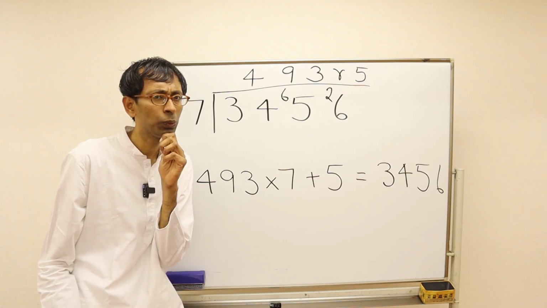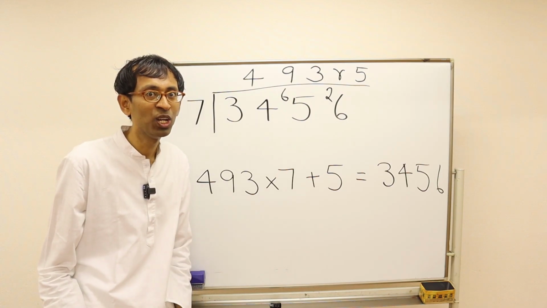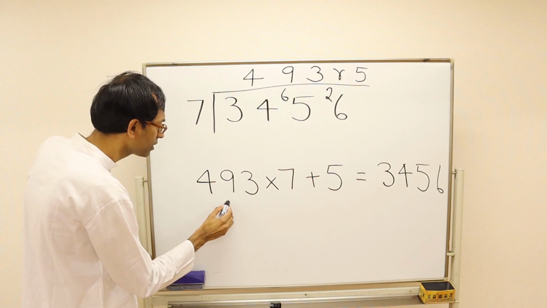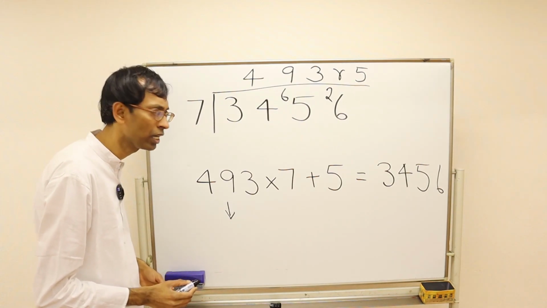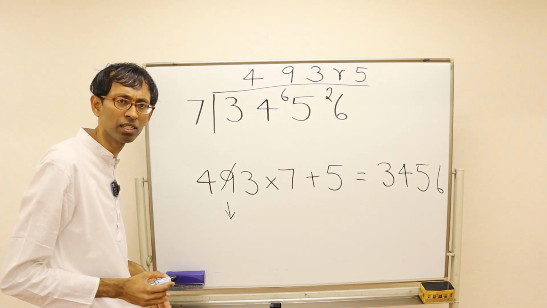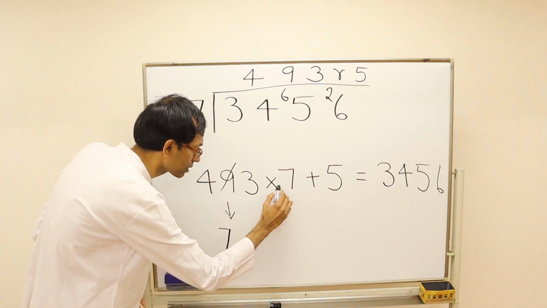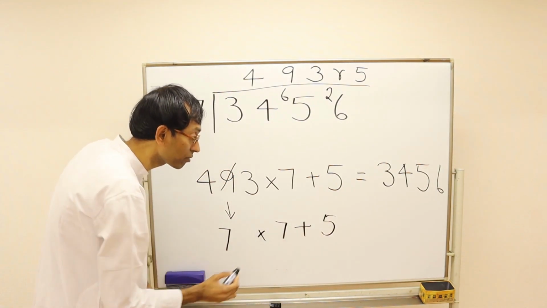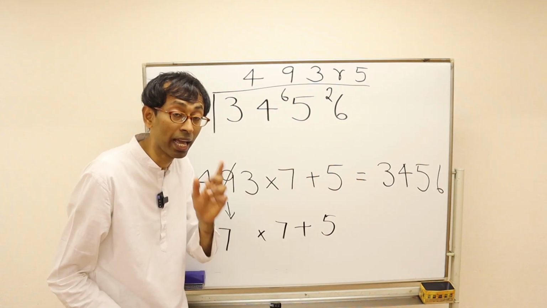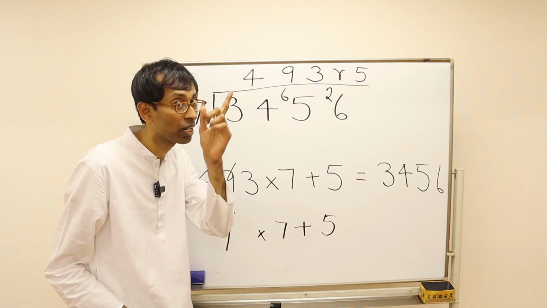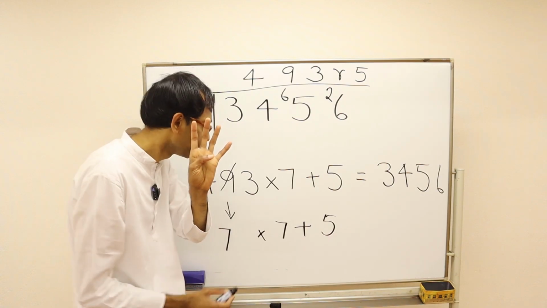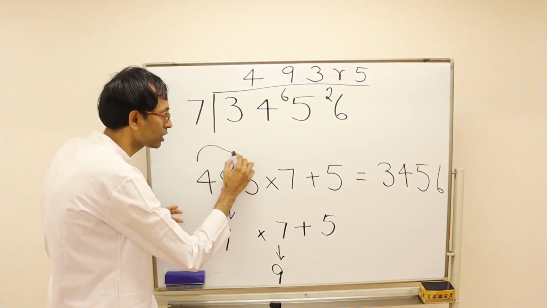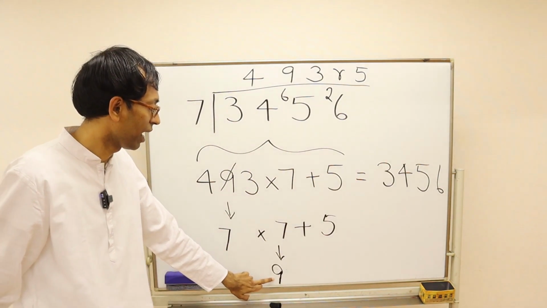What we can do? The easy way is to use your digit sum check. Okay, how much is the digit sum for 493? So 9 doesn't count for the digit sum. So this is a 7. Okay, 7 times 7 plus 5. Okay, 7 times 7 is a 49. So again you have to take the digit sum for 49. So 9s don't count. So it's a 4. So 4 plus 5 is a 9. Okay, so for this part the digit sum is 9.